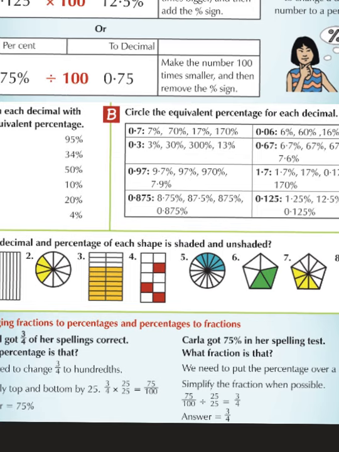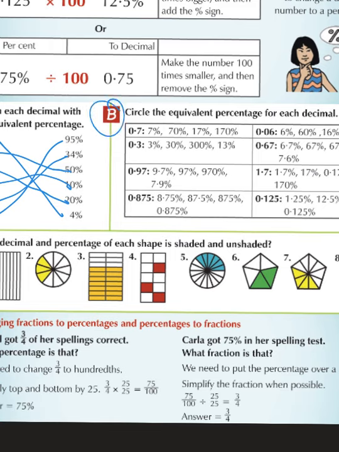So 4 hundredths connects to 4%. 50 hundredths, 0.5, 50%. 0.2 is the same as 20 over 100, 20%. 0.1 is the same as 10 over 100, 10%. 0.34, 34 over 100, 34%. And 0.95, 95%. So I hope now you understand that one.